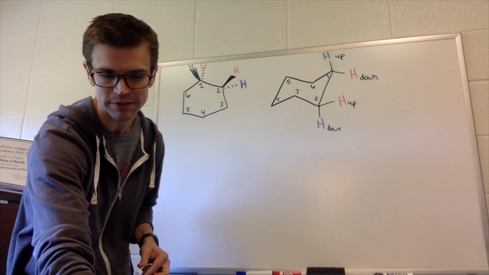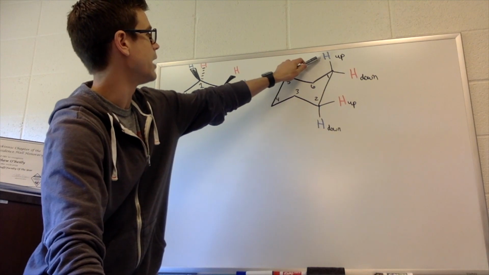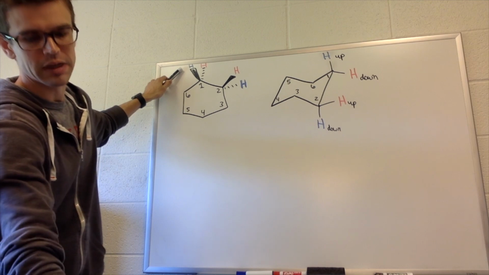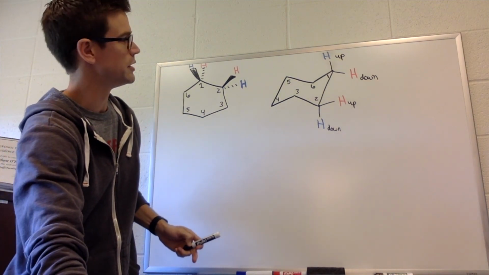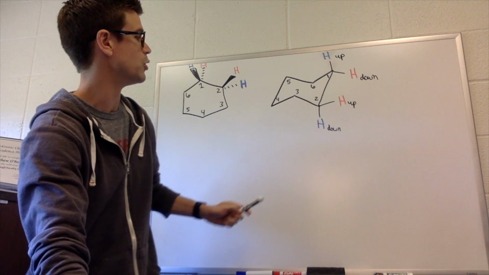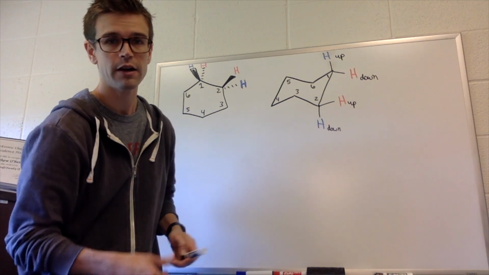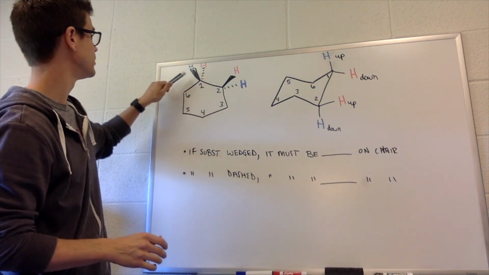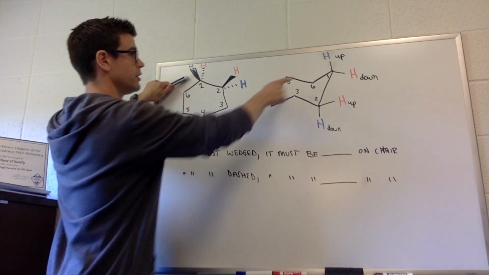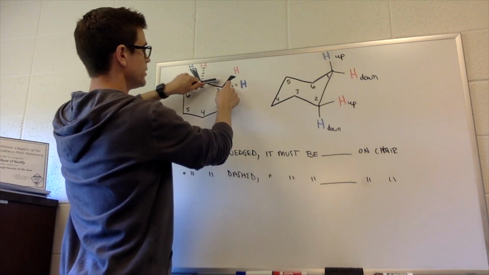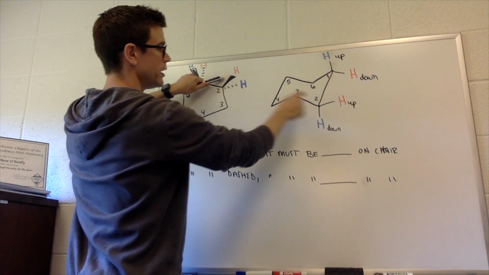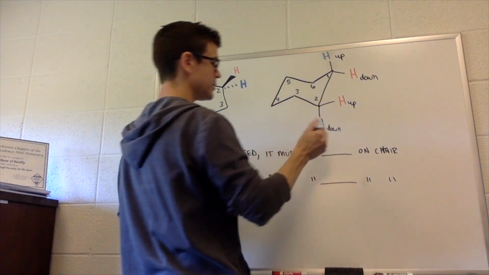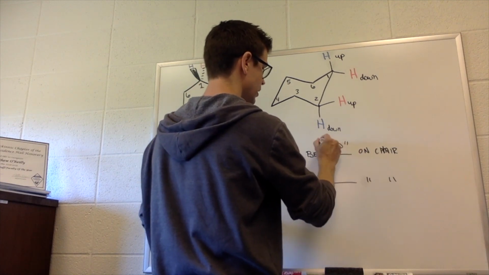down here. It says that if a substituent is wedged, so this hydrogen here was wedged over here, then that substituent must be blank on the chair. If a substituent is dashed, then that substituent must be blank on the chair. So take a minute to fill that in. We saw that if a substituent is wedged, so this blue hydrogen is wedged here, it is up on the chair. This pink hydrogen is wedged here, it's also up.